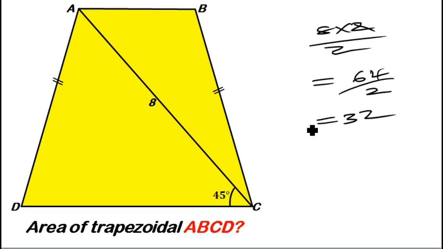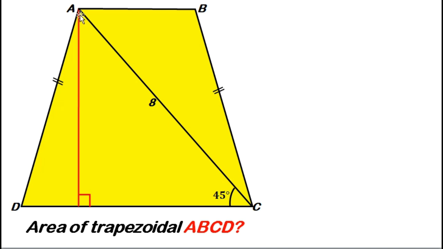Now I want to show you another simple means of seeing that the area is indeed 32. Now if you drop a perpendicular line from point A to meet the base there, then we have a right angle triangle. If I let this point E, a right angle triangle AEC. So if this angle is 45 degrees and this is 90 degrees, then it means that angle is also 45 degrees. So if the base angles are the same, then the sides are equal. It means this side is equal to that side.